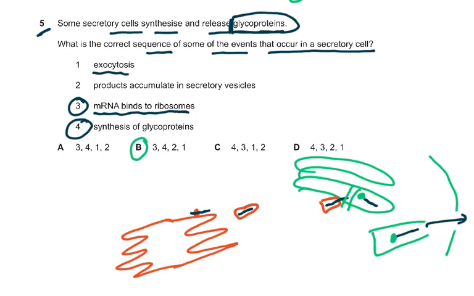But this was the difficult point, because you see it said products accumulate. So that means now the Golgi has done its work and added the glycogen part. So the glycoprotein has been made. It said products accumulate in these secretory vesicles. Yes, this is the secretory vesicle. And then exocytosis. So please read the question very carefully and understand which one would come first. So that's why it's 3, 4, 2, and then 1, which is finally exocytosis.